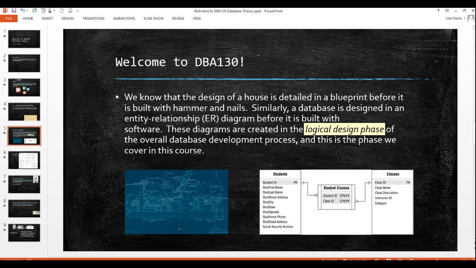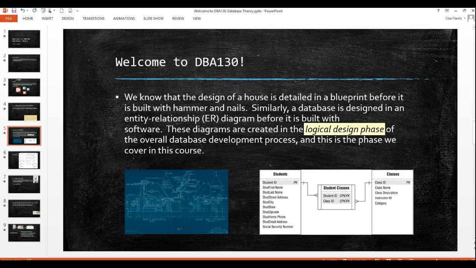So here's another example. We know that the design of a house is detailed in a blueprint before it's built with hammer and nails. And similarly, a database is designed in an entity relationship diagram before it is built with software. So these diagrams are created in the logical design phase of the overall database development process, and this is the phase we cover in this course.